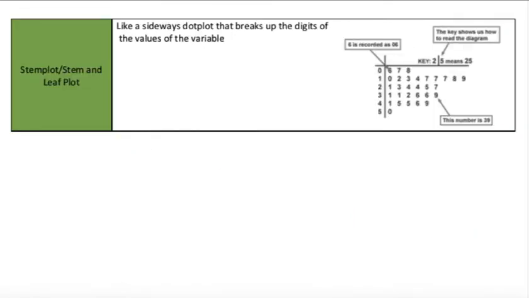The second way that we can describe and display a quantitative data set is using a stem and leaf plot, also called a stem plot. So dot plot is the first way we can describe data quantitatively. This is our second way. I describe this one as like a sideways dot plot that breaks up the digits of the values of the variable. A dot plot is for a small data set that doesn't have a lot of variation. This is going to be a similar idea, but maybe we have larger numbers here.